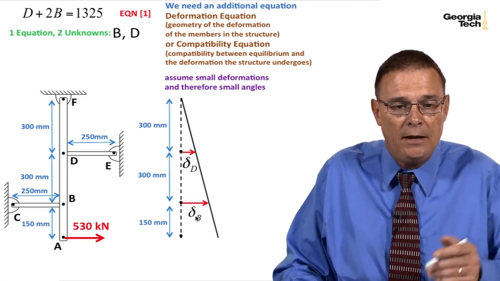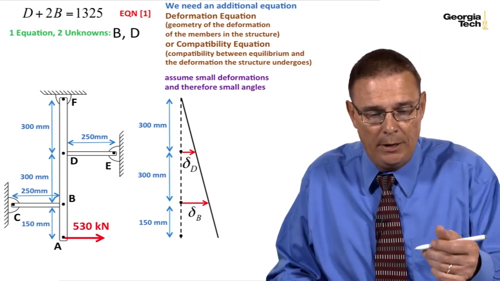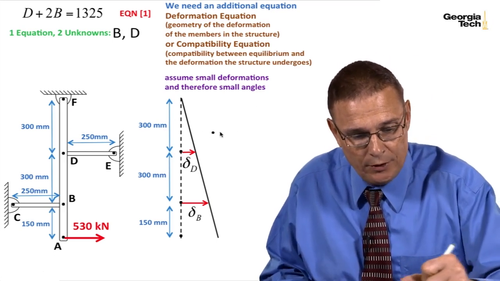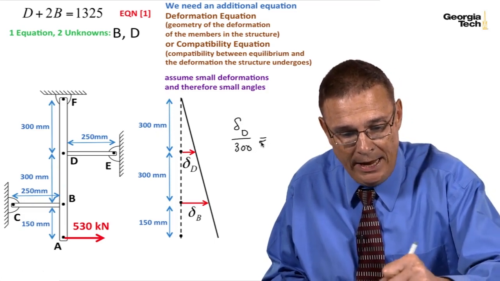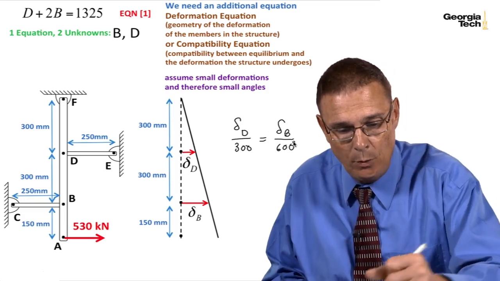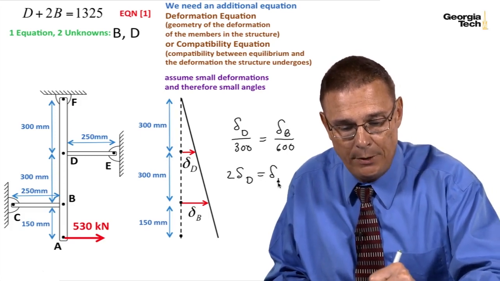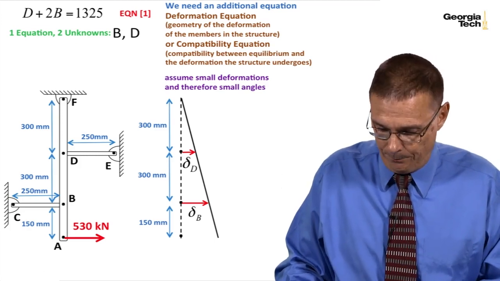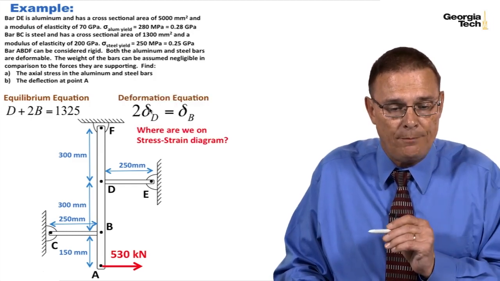And I want to go ahead for my deformation or deflection equation or compatibility equation to relate those deformations. And so I'm going to have, by similar triangles now, the deformation of D is to 300 as the deformation of B is to 600. And so what I find out is that 2 times the deformation at D is equal to the deformation at B. And so that's my deformation or compatibility equation. So here we are. We've got our equilibrium equation. We've got our deformation equation.